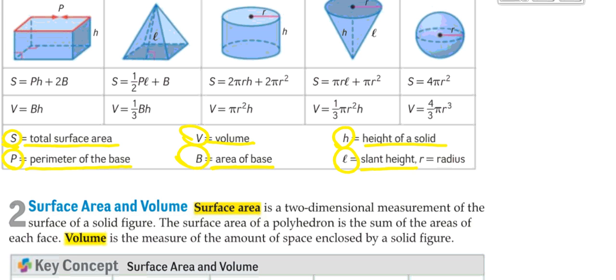Radius is R. This triangle, if I have to find the area of this base right here, I know that the formula for the area of a triangle is 1/2 base times height, correct? 1/2 base times height.